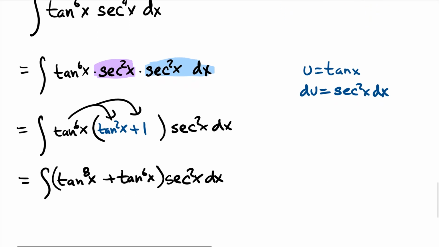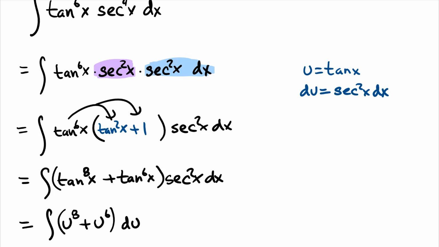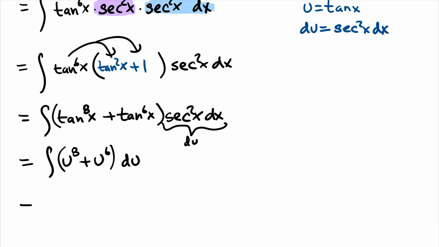So everywhere we see a tangent, it becomes a u. So we have u to the 8th plus u to the 6th, and then just du. Just du now. Let's go. So now we'll take our antiderivatives. Let's add 1 to the exponent, divide by that number. Let's make sure we don't forget our plus c.